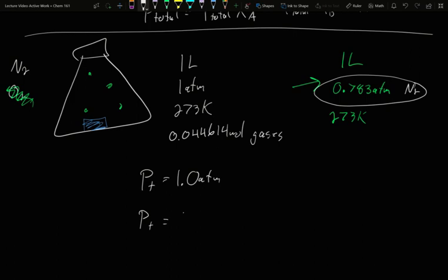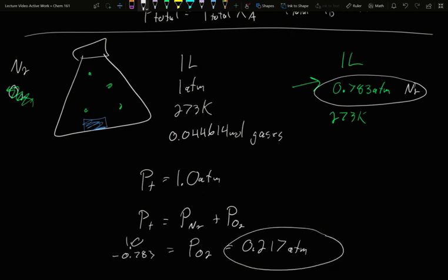My pressure total is going to equal my pressure of N2 plus my pressure of O2. The pressure we lost was the O2's pressure. So I just have to subtract them. 1.0 minus 0.783 is going to equal pressure of O2. We can find that in that container there had been 0.217 atmospheres of dioxygen. By determining the pressures of N2 and O2, we can find their mole fraction.